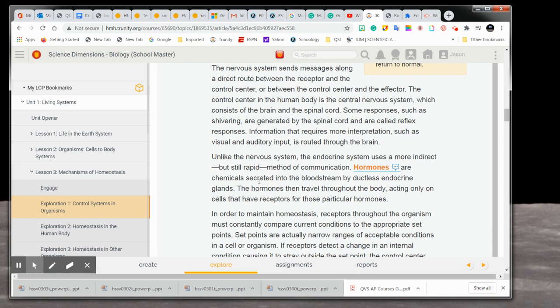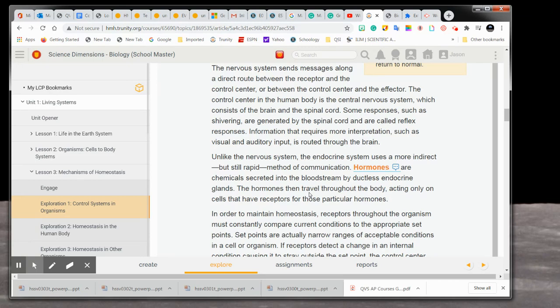Anywho, so these hormones are chemicals that are secreted into the bloodstream by ductless endocrine glands. Hormones then travel through the body, acting only on cells that have receptors for those particular hormones. This is a really important concept. Okay, each one of your cells has a group of receptors. You can think of it like a certain key to a doorway. Okay, and they only respond to certain types of hormones and vice versa.